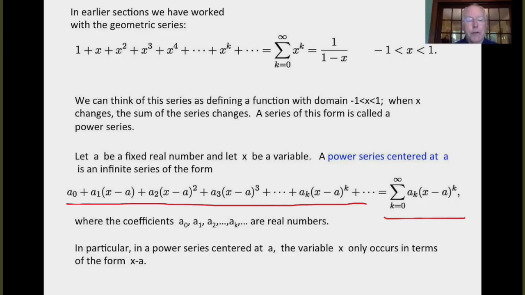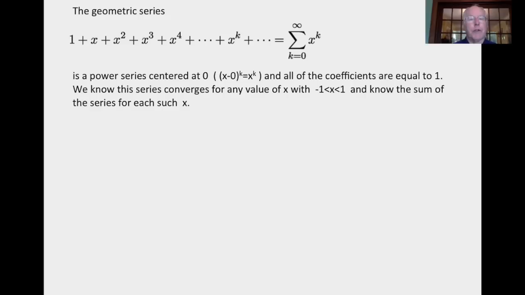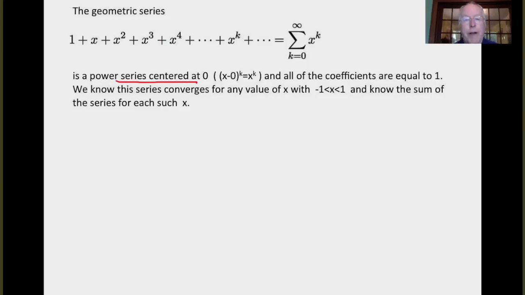The coefficients a0, a1, a2, etc. are real numbers, so they usually take on numerical values. In particular, in a power series centered at a, the variable x only occurs in terms of the form x minus a. So let's look again at the geometric series, which we talked about earlier in this video. This is an example of a power series centered at 0. In fact, we can think of x to the k as (x minus 0) to the kth. And so this is a special case of a power series. All the coefficients in this series are equal to 1. And we know the series converges if minus 1 is less than x less than 1.